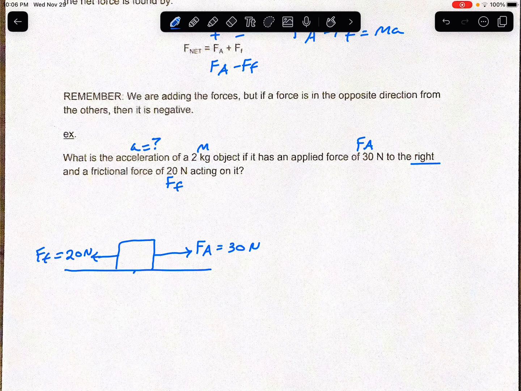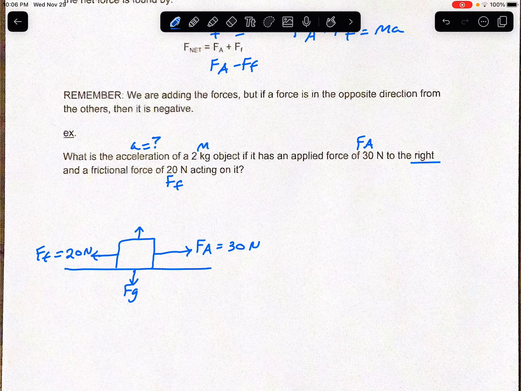Normally you're also going to have your FG acting on it, your force of gravity pulling it down, and then your normal force pushing right back up. Remember, your normal force is the force of a surface that's pushing back on the object. Like if you're sitting in your chair, you have a gravitational force pushing into the chair, and the chair is pushing back with a normal force. This question didn't really ask for that, but we're just drawing things out. And our mass is 2 kilograms.